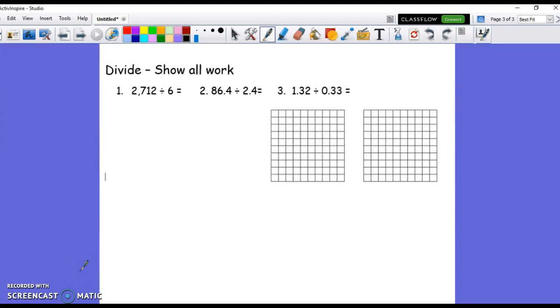In this math priority standard, you'll be showing your knowledge of division. In number 1, it's just a standard division problem. So you need to rewrite it. And again, you'll show your work.